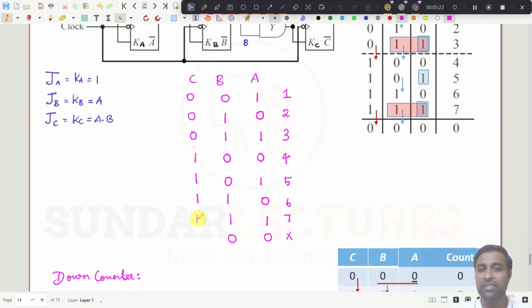So whatever the previous state in C now becomes inverted. 0 0 0. Can you understand? And what is this one? I am going to write this as again 0, because it is 0 0 0, right?